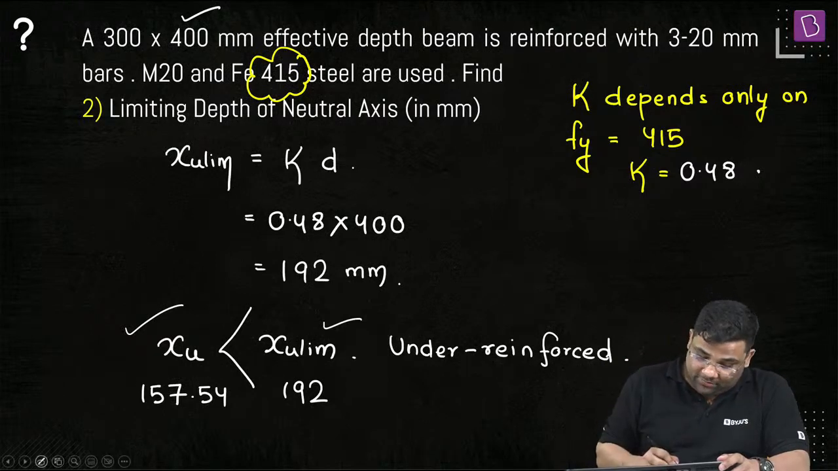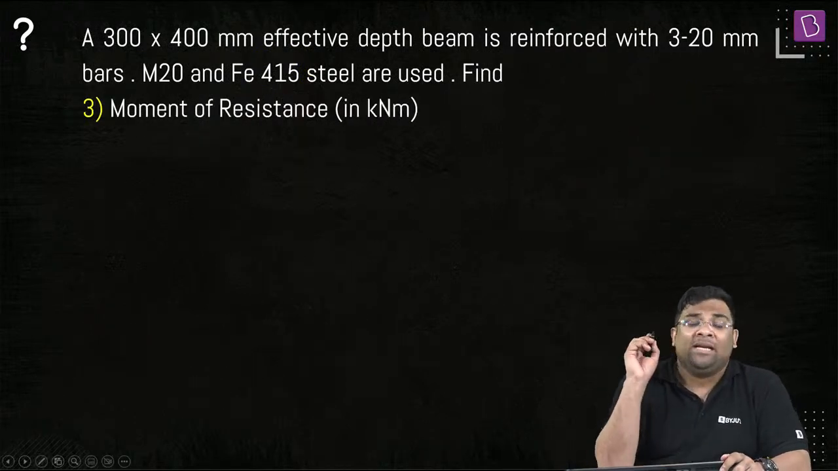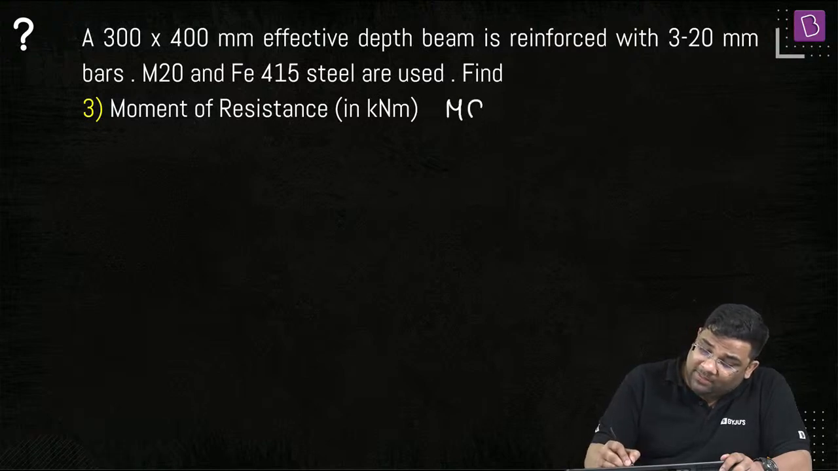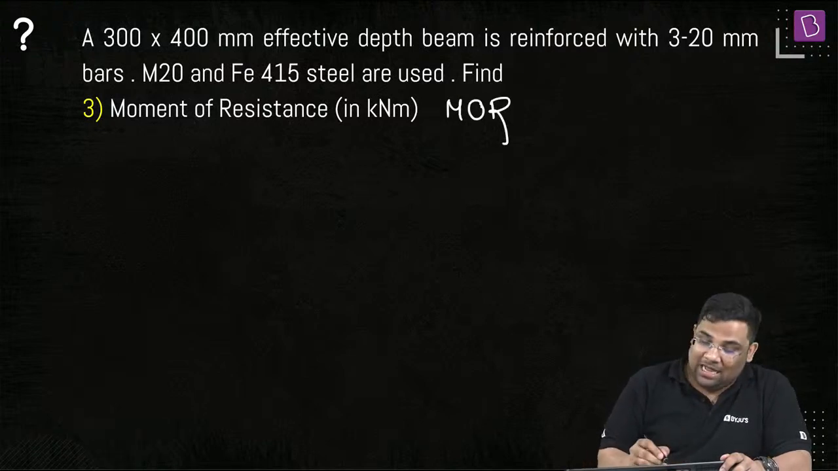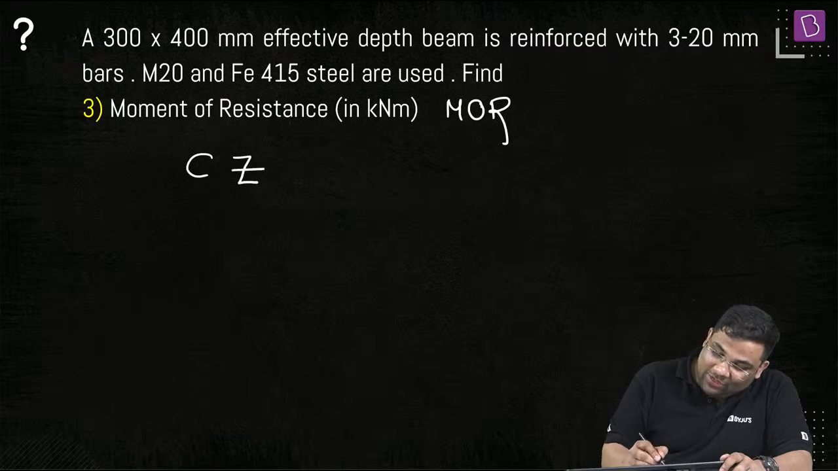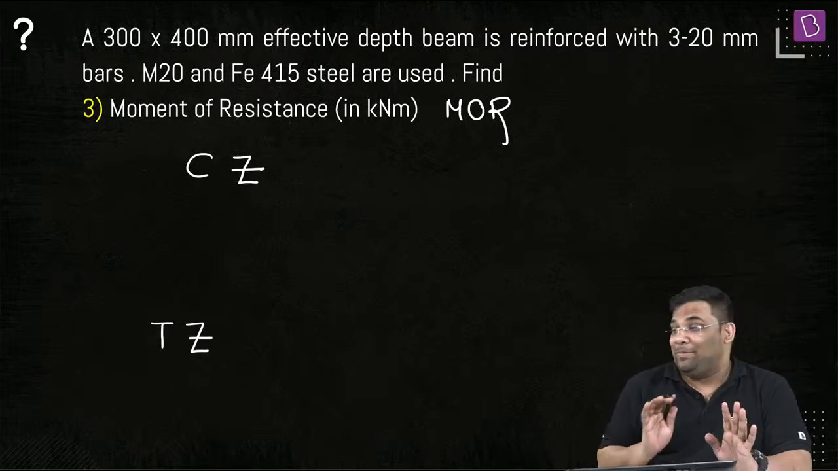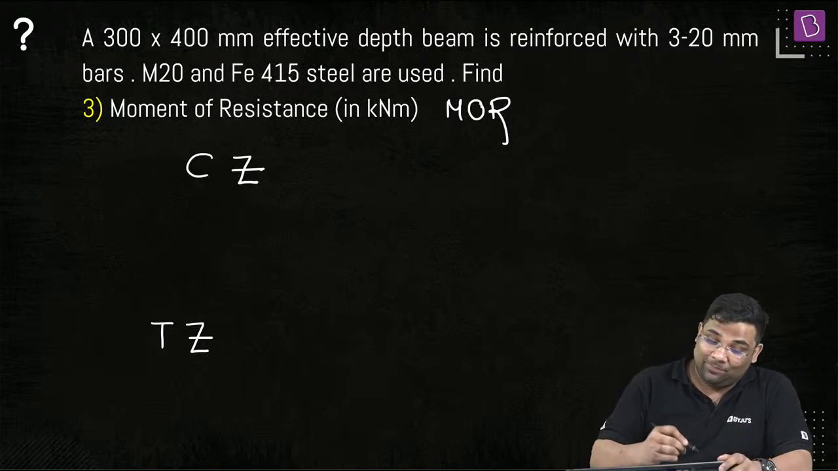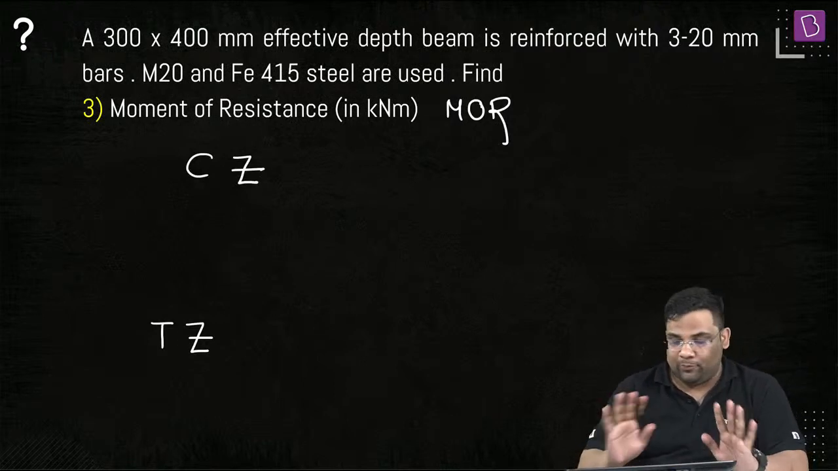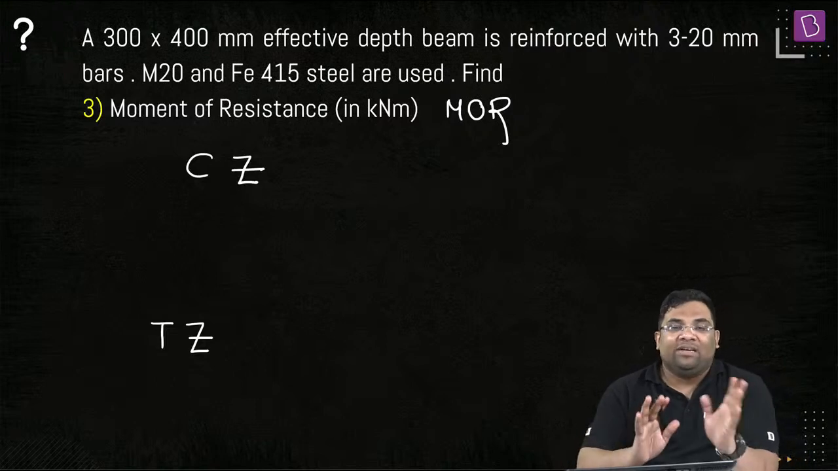Go to the next question, question number 3. The moment of resistance. How to find out the moment of resistance? I have just told you, right? Either you can go by C into Z or you can go by T into Z. Put the values and give me the MOR. The question is the same, values are the same, just different things are asked.